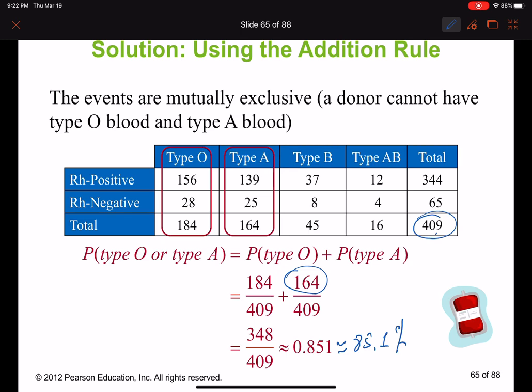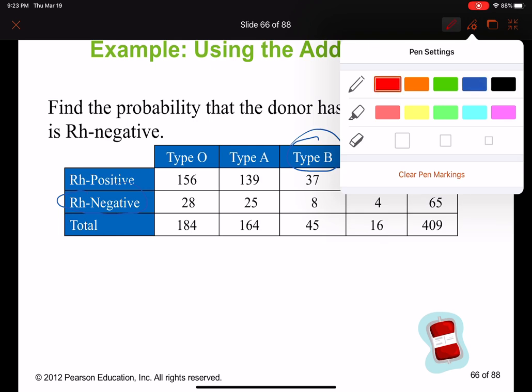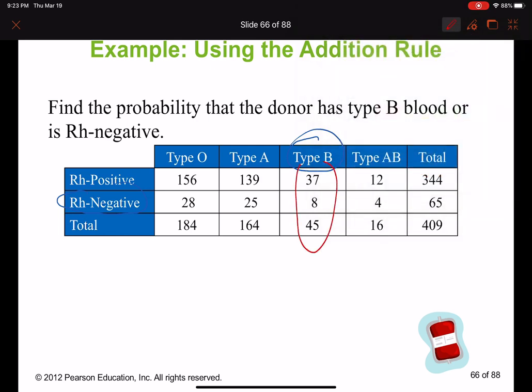Let's solve another one. Find the probability that the donor has type B blood and Rh negative. So what is interesting here? Type B comes this way. Rh negative comes this way. Which means this 8 is going to overlap, right, in the probability with type B and Rh negative. So which means we're going to do the following.